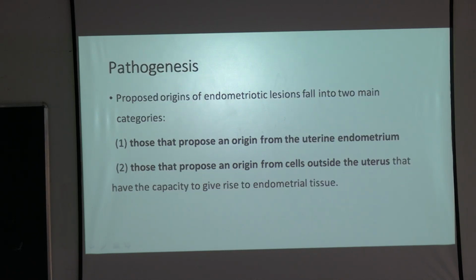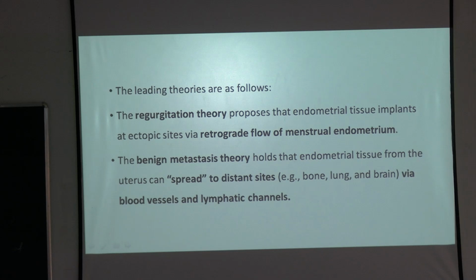Now, pathogenesis. 2 theories. Those that propose an origin from the uterine endometrium, another is outside uterus. Actually, there are 4 theories for pathogenesis of endometriosis. First is regurgitation theory. Propose that endometrial tissue implant at ectopic site via retrograde flow of menstrual endometrium.